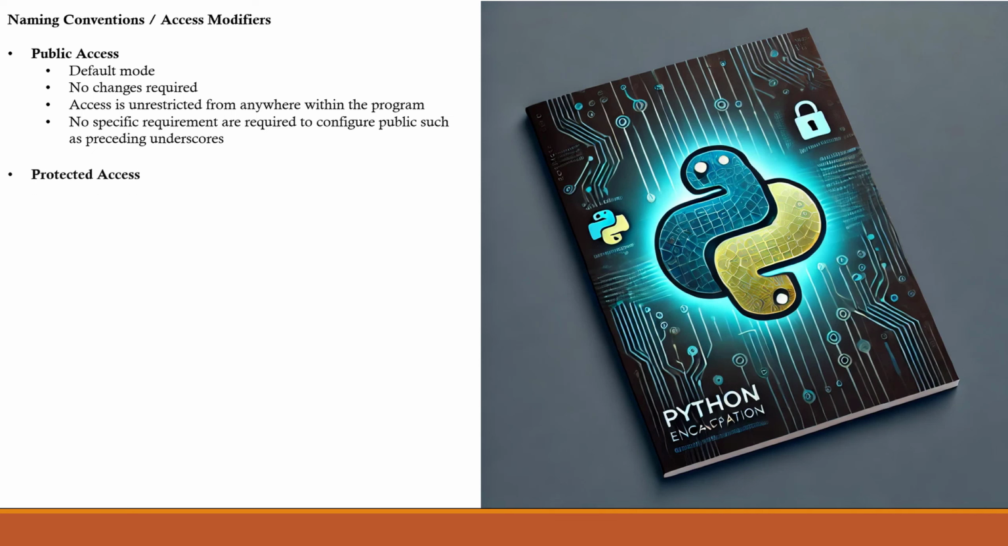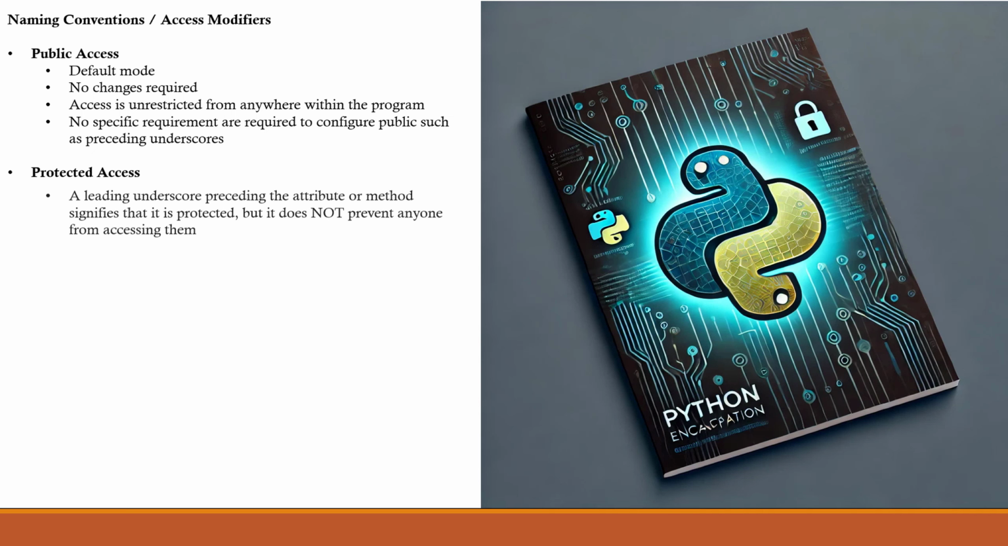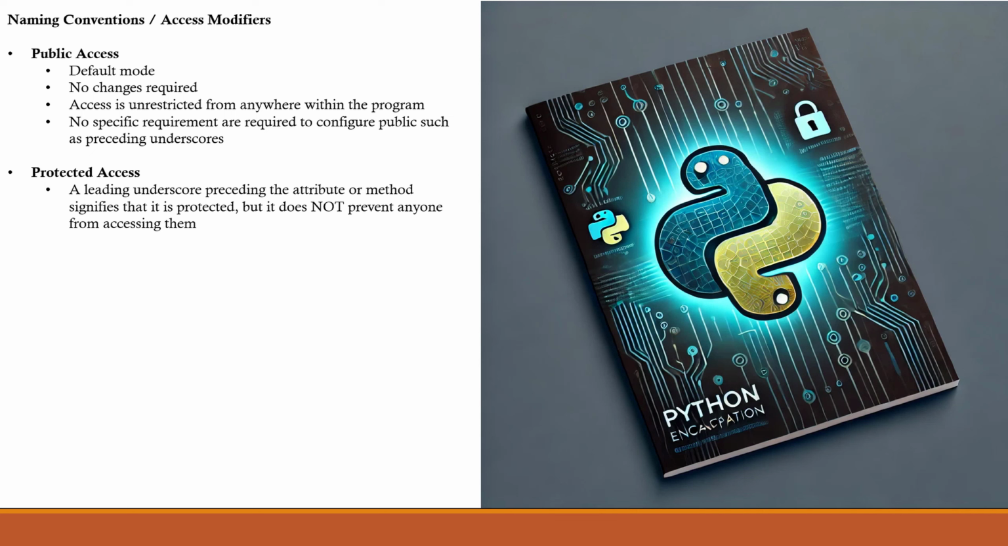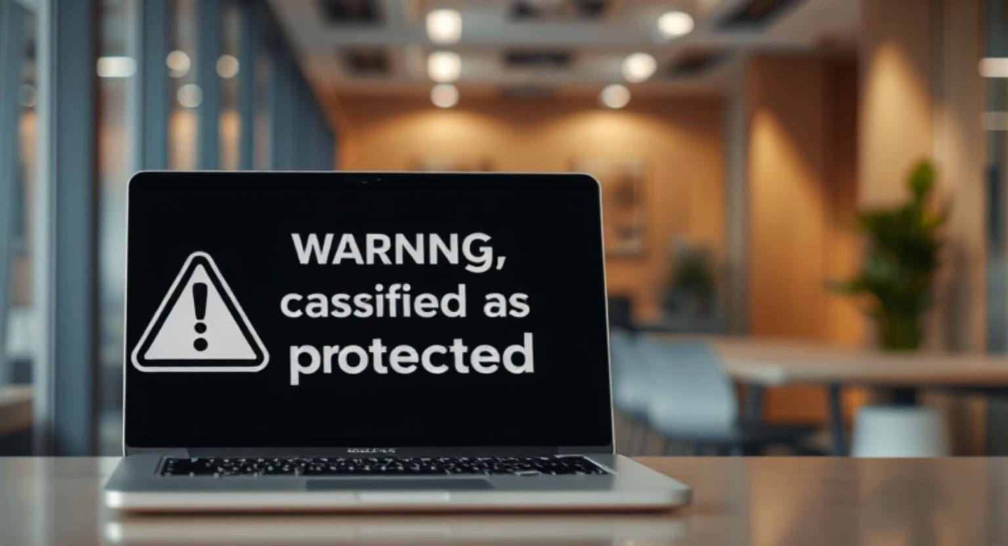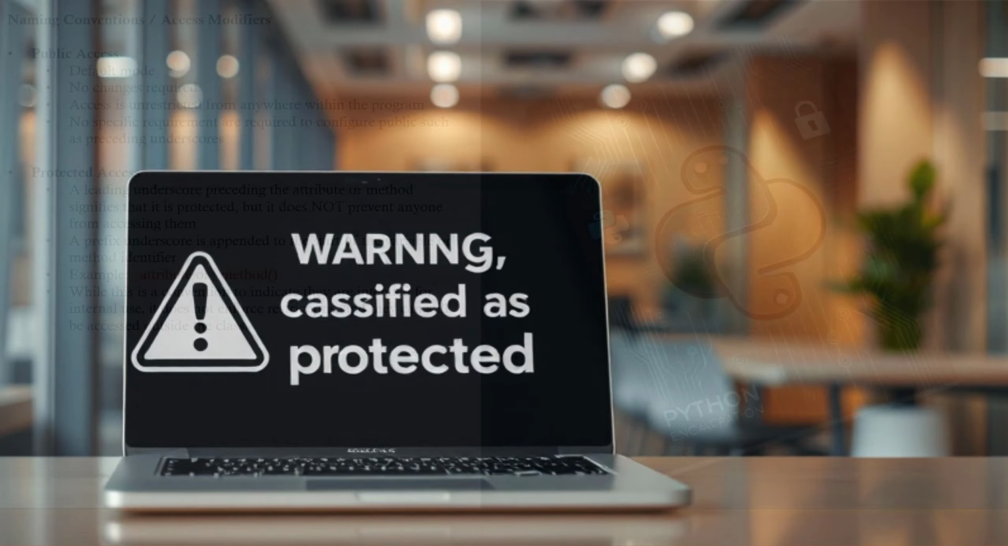Then there is protected, and with protected, you can declare data members of a class to be classified as protected by adding a single underscore before them. However, with protected, it does not actually enforce anything. It's there to let people know that it's been classified as protected. So it's like a warning or a message to say the variable or method is protected, but it does not actually prevent access to the variable.